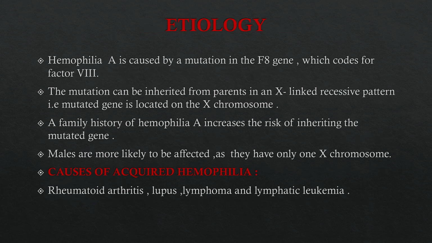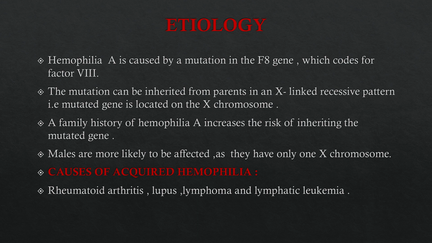Etiology. Hemophilia A is caused by a mutation in the F8 gene, which codes for factor 8. The mutation can be inherited from parents in an X-linked recessive pattern, that is, the mutated gene is located on the X chromosome. A family history of hemophilia A increases the risk of inheriting the mutated gene. Males are more likely to be affected as they have only one X chromosome.